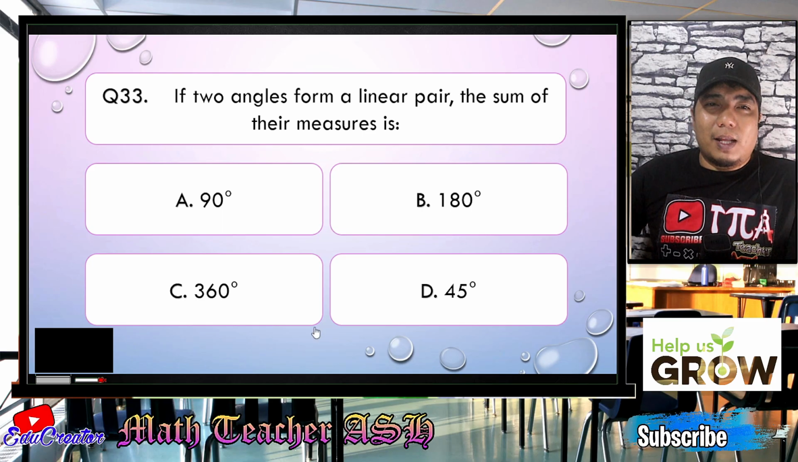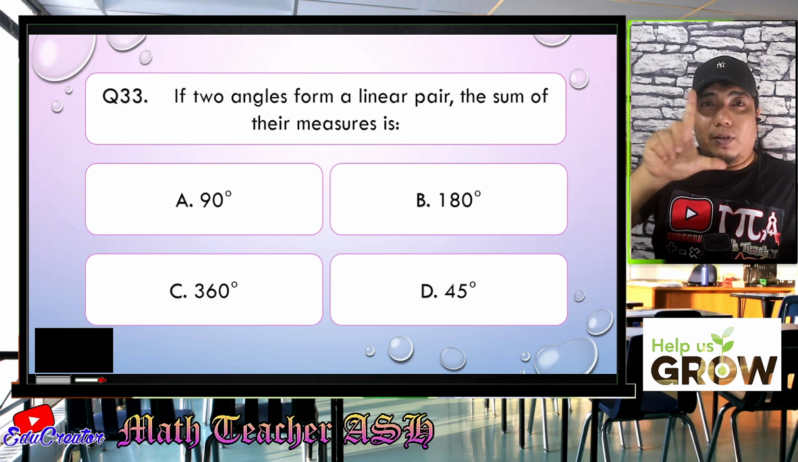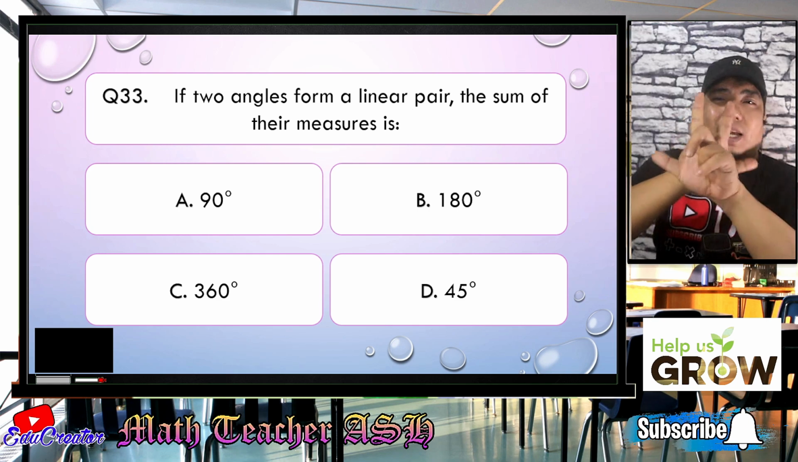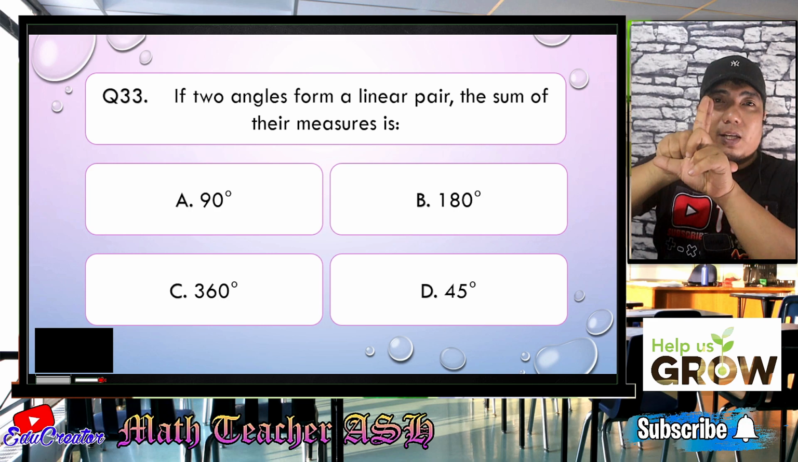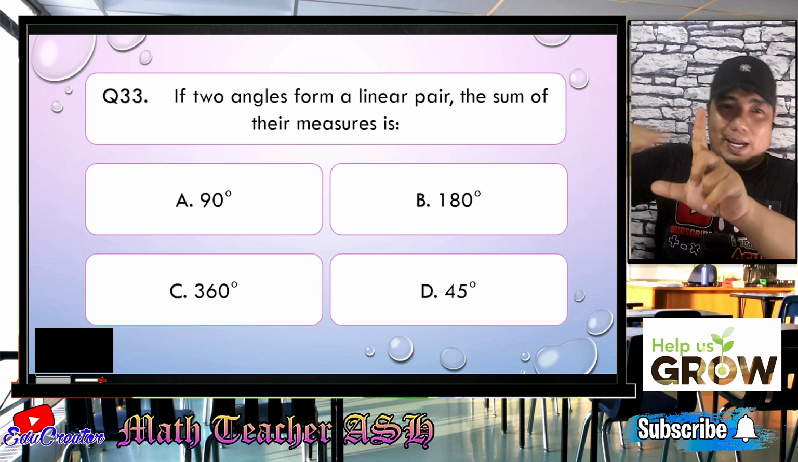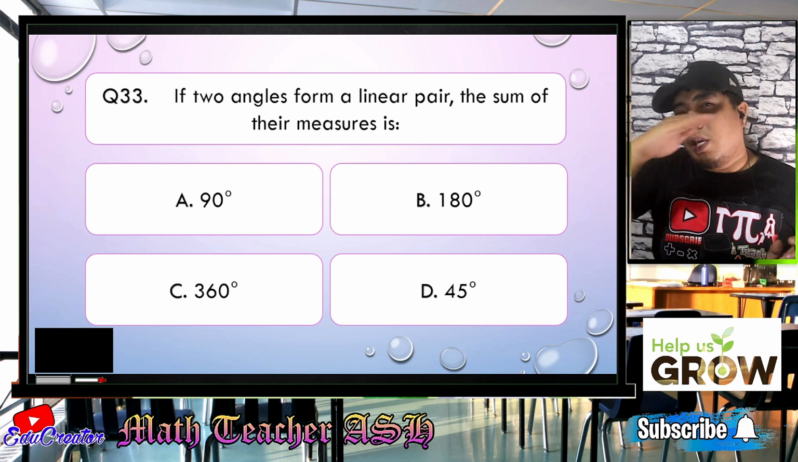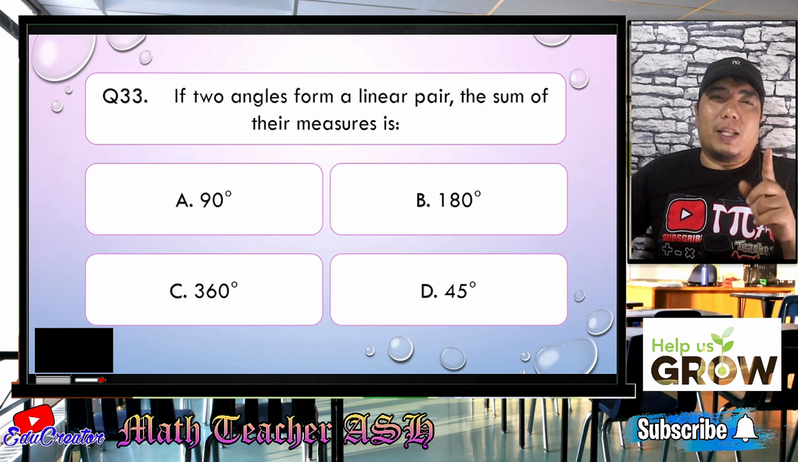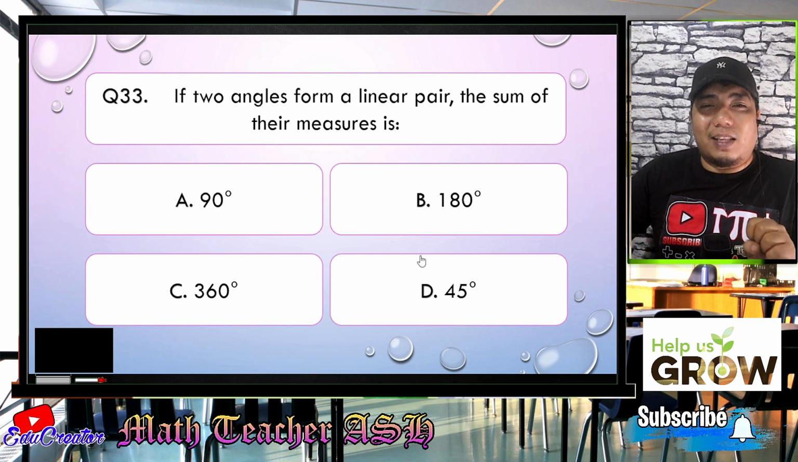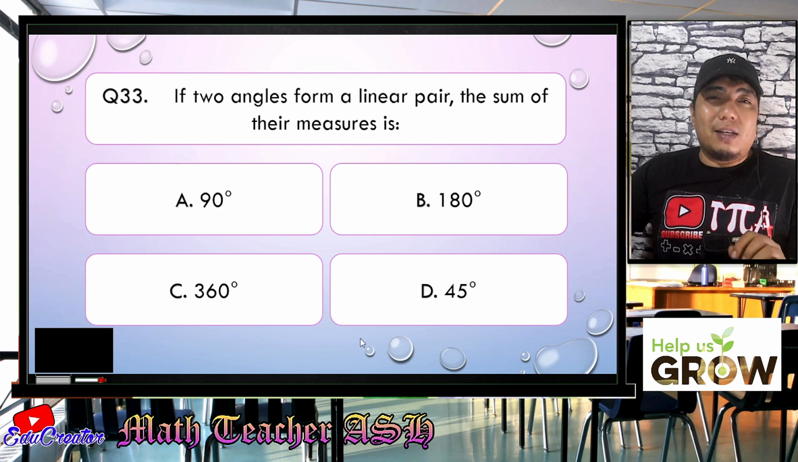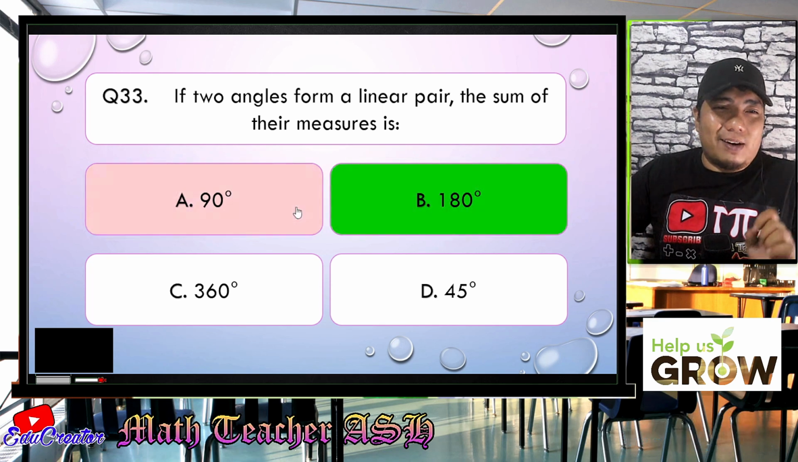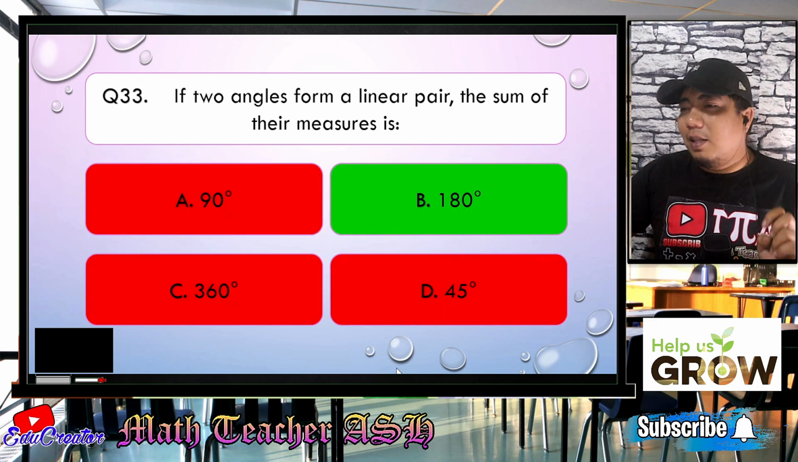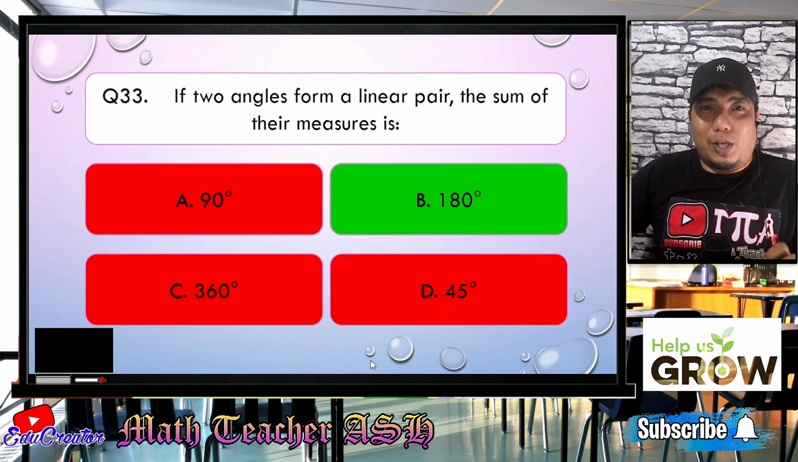Alright, my dear math learners, talking about a linear pair, it means that one angle, like this, and another angle, like this, when they are formed, there will become one straight line. So that is a linear pair. Now, if you have a straight line, what is the measurement of that in degrees? So the correct answer for that question is letter D. Alright, very easy, my dear math learners. Now, let us go to question number 34.